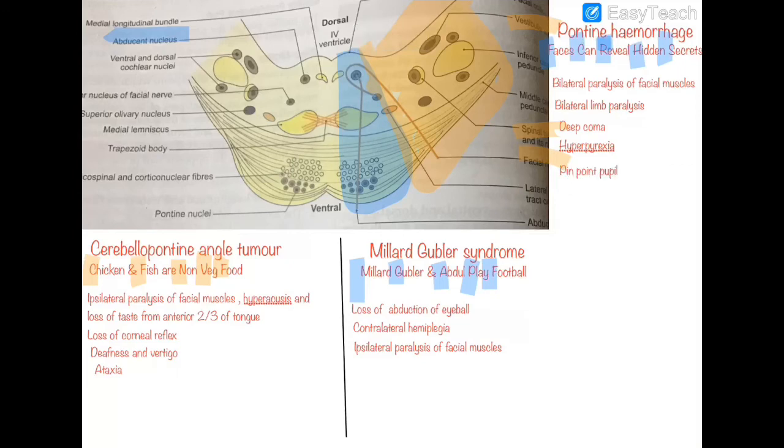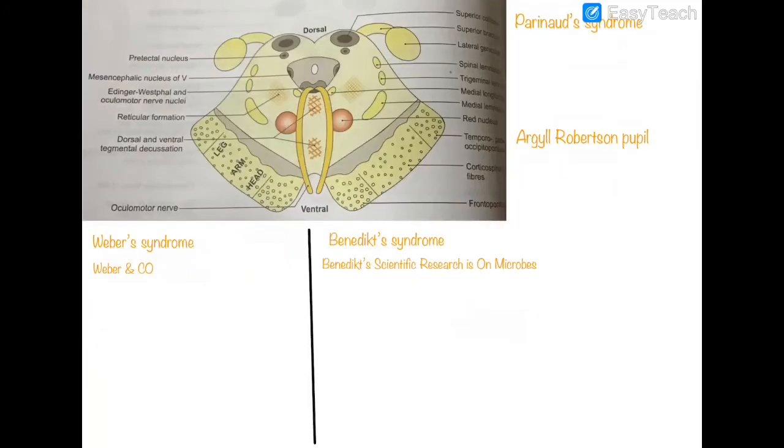Now moving on to the midbrain. Midbrain is associated with Weber syndrome, Benedict syndrome, Parinaud syndrome, and Argyll-Robertson pupil. If this region is affected, there will be Weber syndrome. If this region is affected, there will be Benedict syndrome.